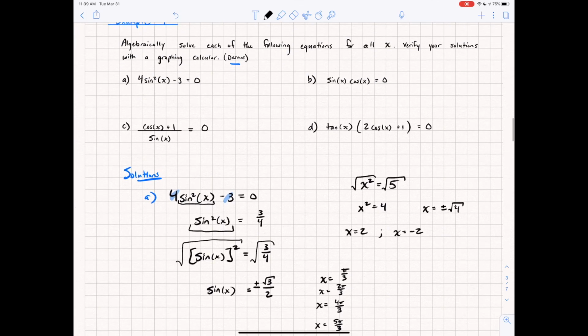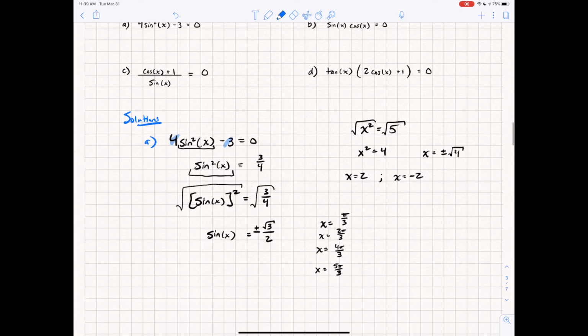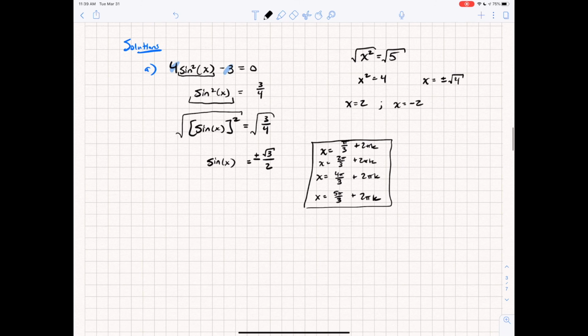But looking back at the question, it asks me to solve for all possible x. So this means for each one of these, I need to go through and add 2 pi k, because that is the period for sine. And it means that all of these answers will continue to replicate themselves or repeat every 2 pi. So here's the answer for A. B.